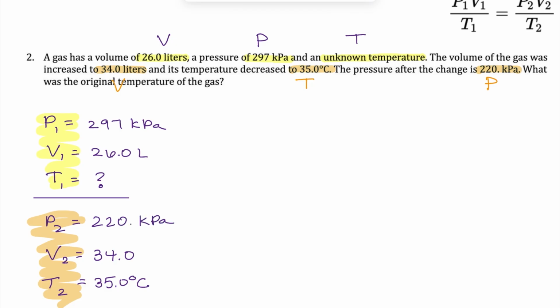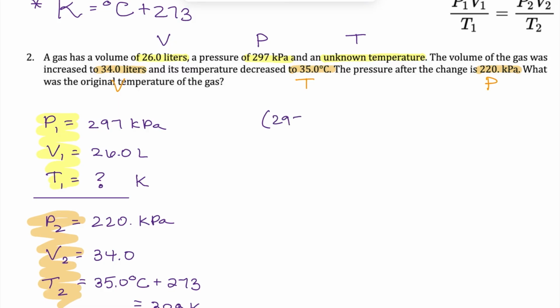We haven't had to do this one yet, but we need to make sure that our temperatures are in Kelvin. And so in order to get that to Kelvin, and this is on your formula sheet, we're going to take our degrees Celsius and add 273. So plus that 273, our T2 is 308 Kelvin. And that's going to be what we need in order to get that temperature out, the initial temperature in Kelvin.